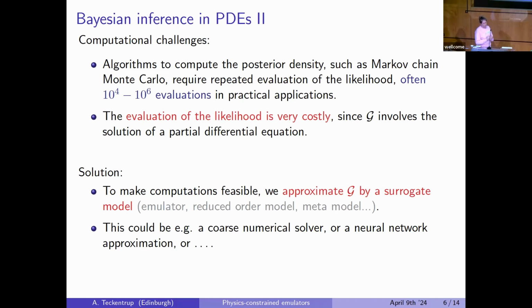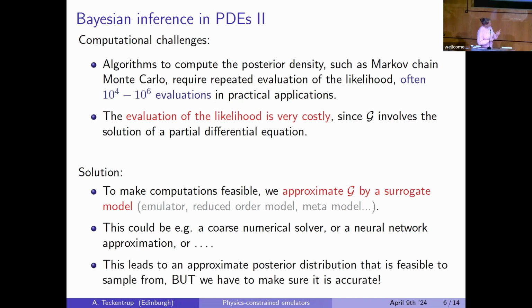You can think of it as an approximation to your PDE solution that is simpler and cheaper to compute. You could think of it as a numerical solver, so your standard finite element or finite difference methods just on a very coarse grid, which is very cheap to do, or something like neural networks. It can really be pretty much anything that you like. So that's what people use. That does solve the problem that you can do the computations, so you then have something that you can actually perform inference on.